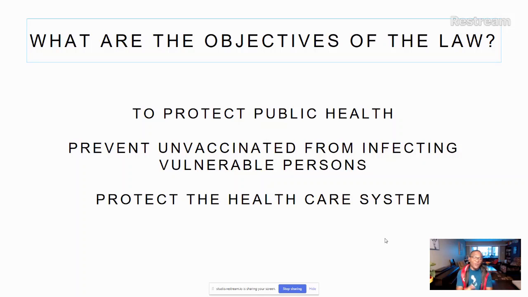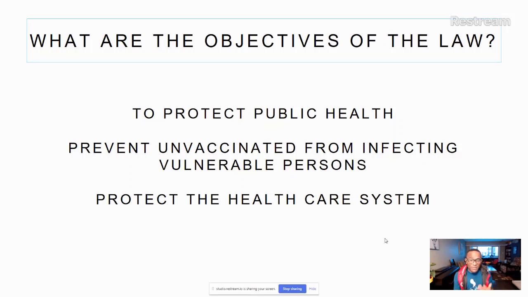Now, of course, how that works out in terms of justifying that reason will depend a lot on scientific facts, the kinds of evidence that they bring to bear on the question of whether or not this is actually going to happen and whether or not that risk is coming specifically and directly from persons who are unvaccinated. But I think it's going to be an objective that is offered.